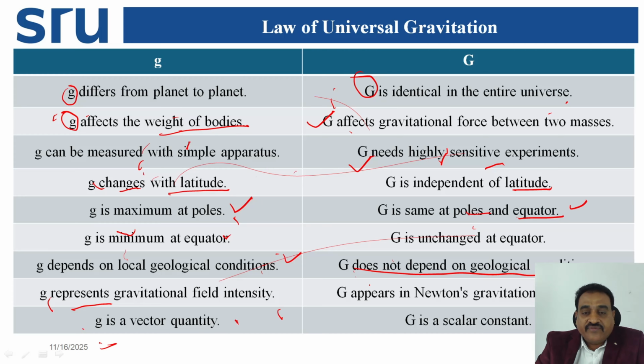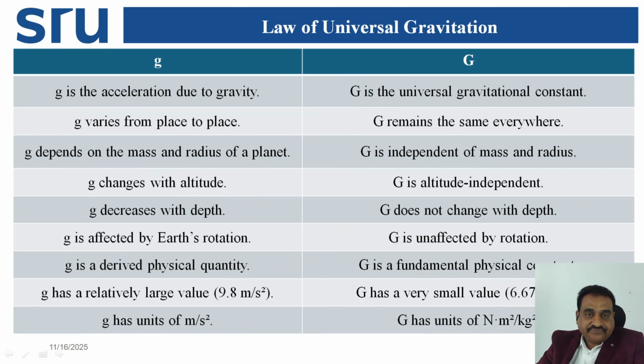Small g is a vector quantity and capital G is a scalar quantity. Small g is the acceleration due to gravity. Capital G is the universal gravitational constant. Small g varies from place to place. Capital G remains the same everywhere. Small g depends on the mass and radius of the planet. Capital G does not depend on any physical quantity.